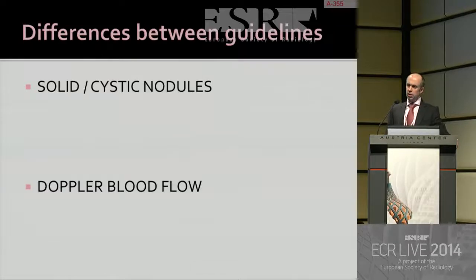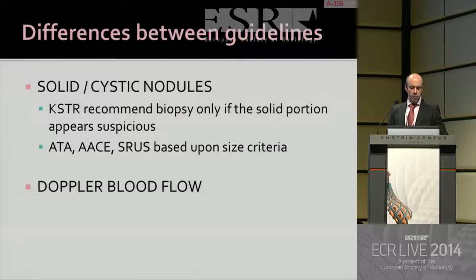And then solid and cystic nodules. There's a difference between the guidelines. The Korean Society of Thyroid Radiology are the only people who recommend assessment of the solid portion of a cystic nodule. And this seems by far the most sensible approach. It's the solid portion harbouring the cancer, not the cystic portion. Whereas ATA, AACE, SRUS base it upon size criteria of the nodule.